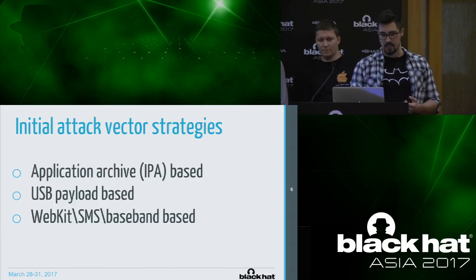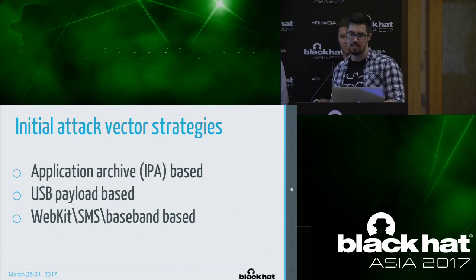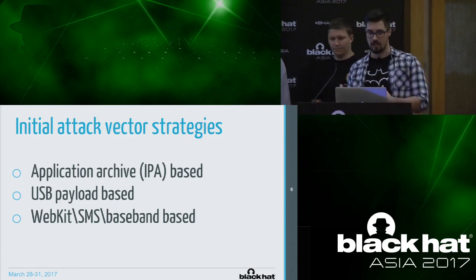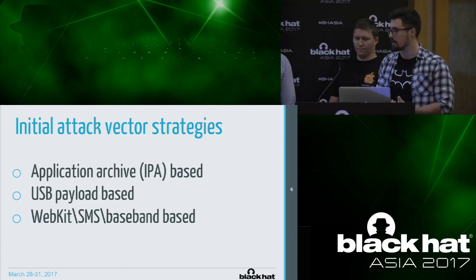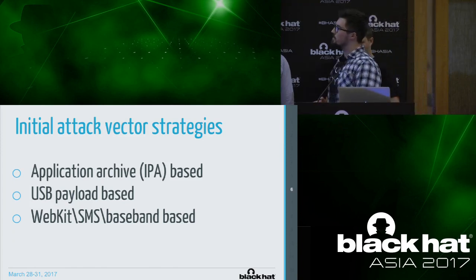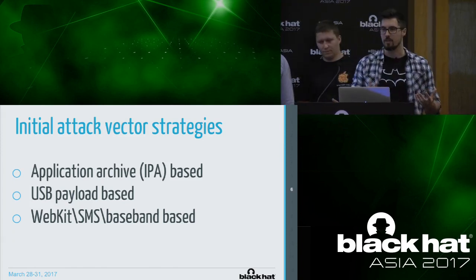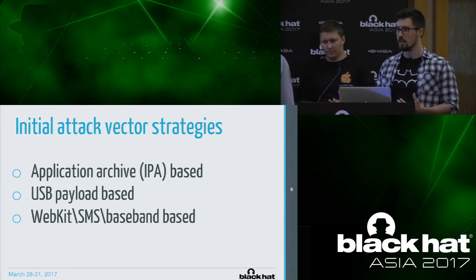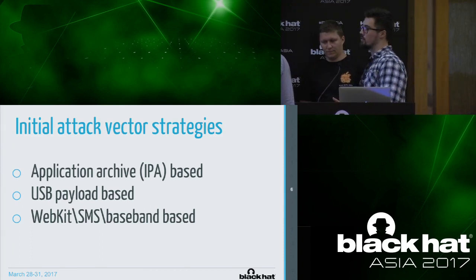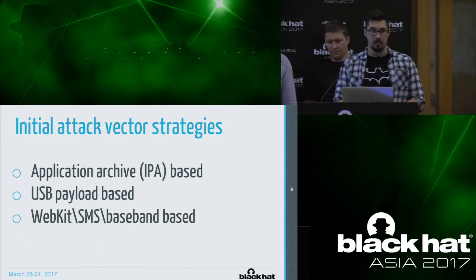The next thing is, what are the possible initial attack vectors? How do you install the payload which contains a jailbreak on a device? The easiest and most popular way is making an application archive and installing it on the device, which will trigger the exploit code.